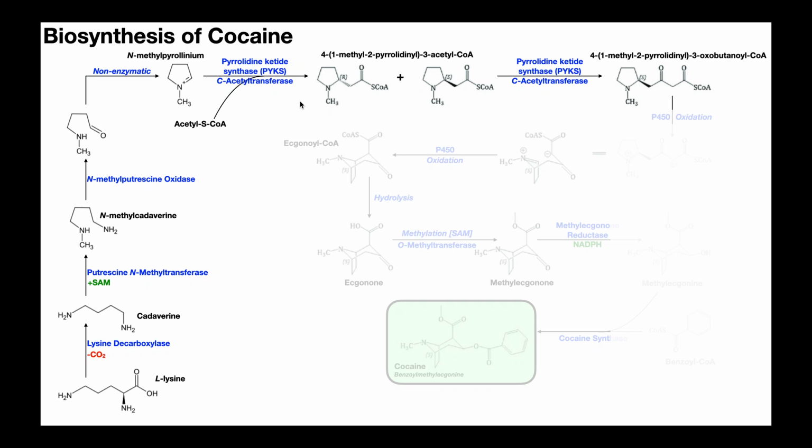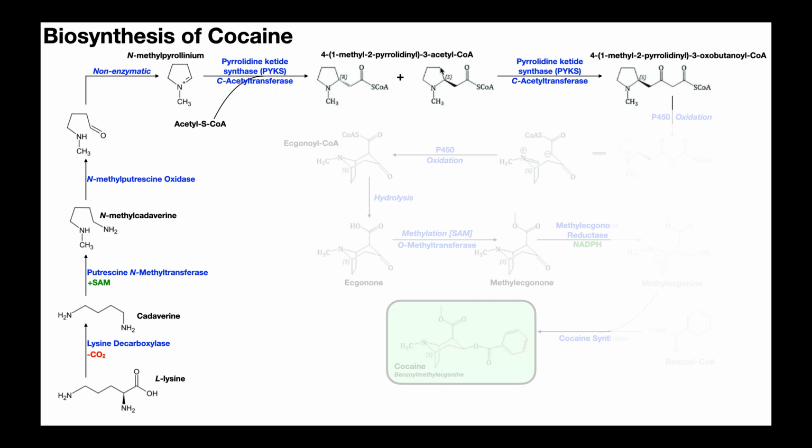So the next steps involve this enzyme called pyrrolidine ketide synthase, or PYKS, C-acetyltransferase. Kind of a mess of a name, and it forms a mess of a molecule. And so essentially what happens is this N-methyl pyrrolinium cation is condensed with the acetyl group of acetyl-CoA. That's what this enzyme does. And it forms this molecule right here, 1-methyl, 2-pyrrolidinyl, 3-acetyl-CoA.